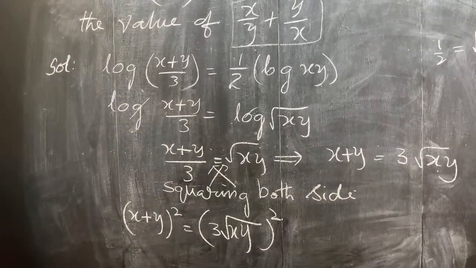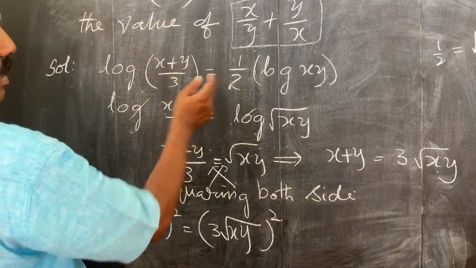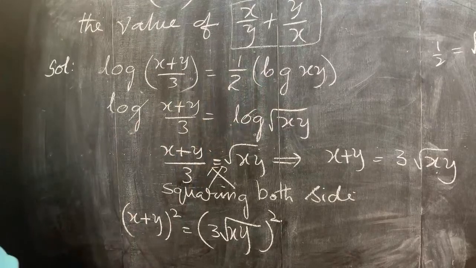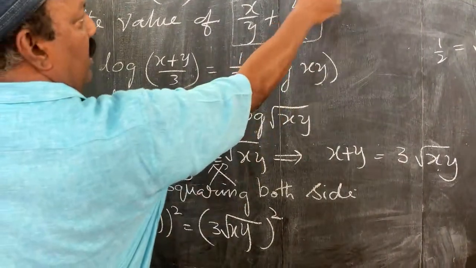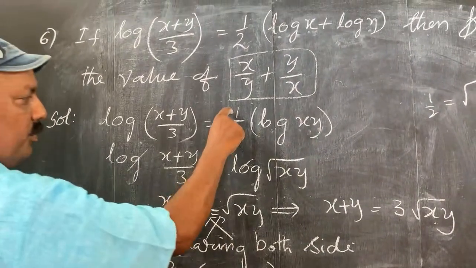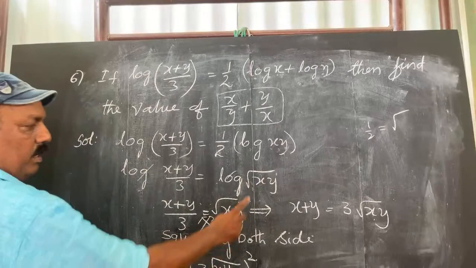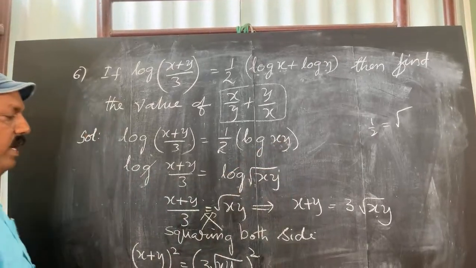You can glance here, very simple. First, according to the question, we have noted what data is given. Second thing is, log x plus log y is converted into log xy. Then this 1 by 2 is converted as a square root here. It will become root for both x and y.